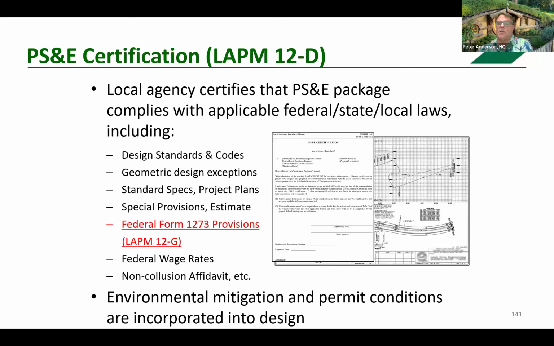Federal wage rates must also be physically included, although they can be included by reference at the time of advertising, but physically attached to the project's final contract with the contractor. And then non-collusion certification protects the integrity of the federal aid program and serves as a tool in prosecuting construction contract bid rigging. And local agencies are required to ensure conditions and restrictions associated with environmental permits are incorporated into the PS&E.